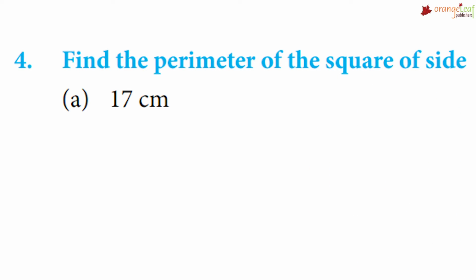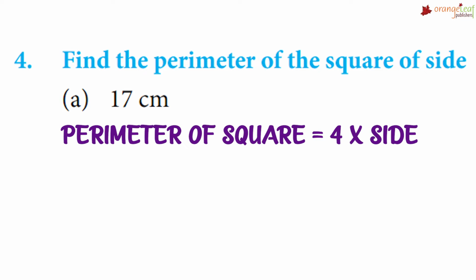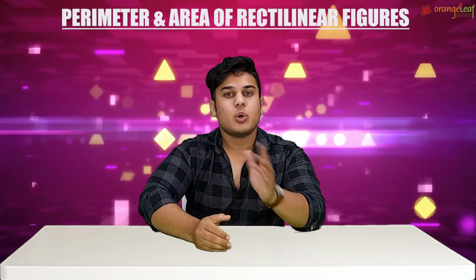Now let's find the perimeter of a square of side 17. The formula of the perimeter of a square is 4 into side of the square, which is 4 into 17, which is 68 centimeters. Now let's do a word problem.